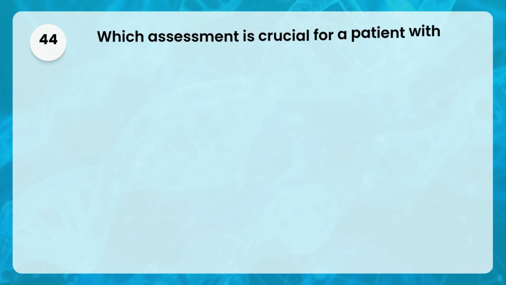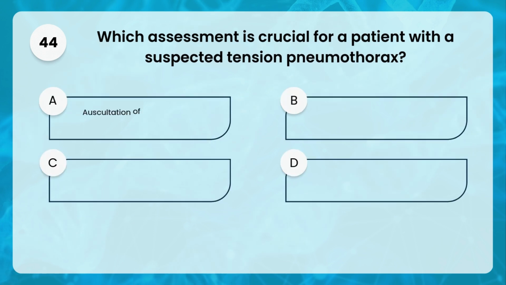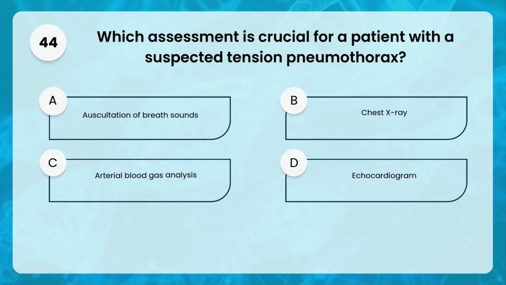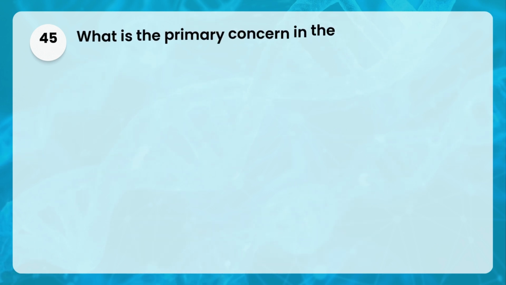Number 44. Which assessment is crucial for a patient with a suspected tension pneumothorax? A. Auscultation of breath sounds, B. Chest X-ray, C. Arterial blood gas analysis, or D. Echocardiogram. The answer is A. Auscultation of breath sounds.